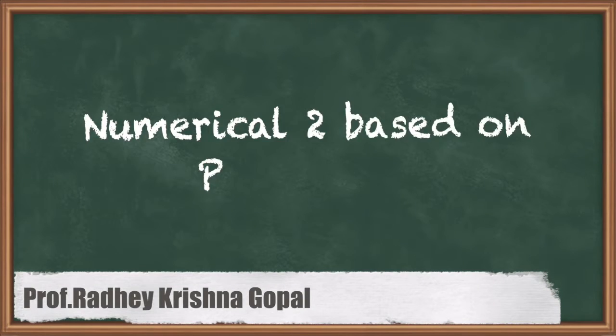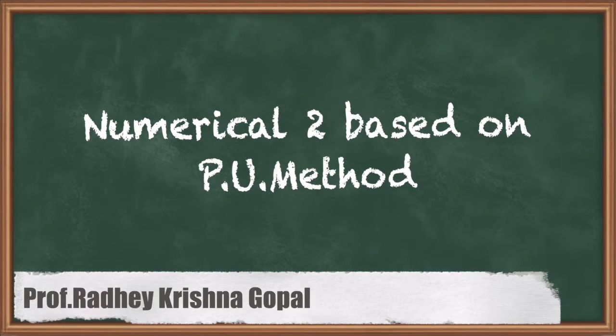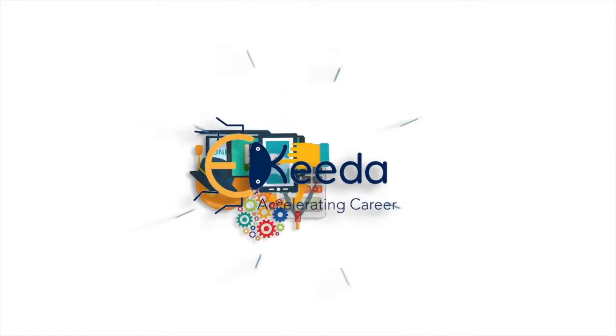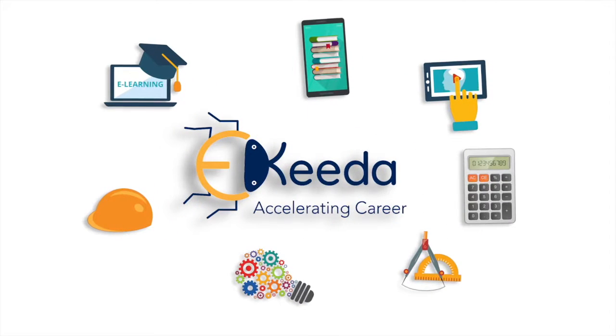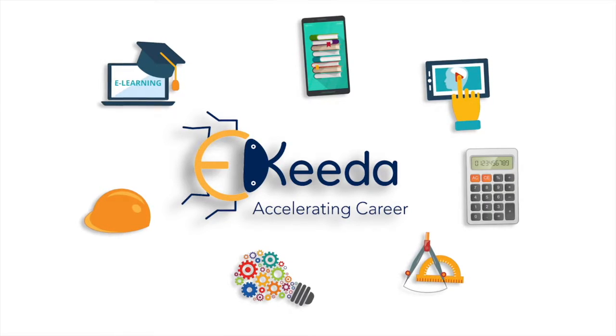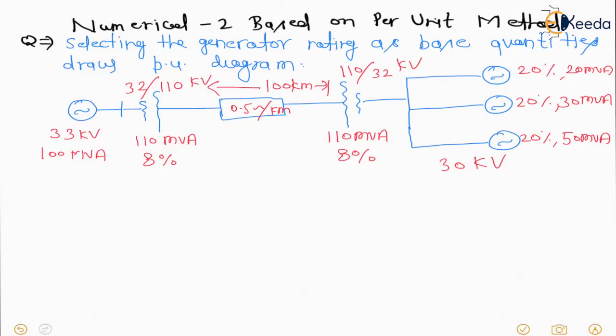Hello friends, now we are going to solve numerical 2 based on per unit method. Here is the given question. Selecting the generator rating as base quantities, draw the per unit diagram. So this is the single line diagram and we have to draw the per unit diagram, selecting the generator rating as base quantities.